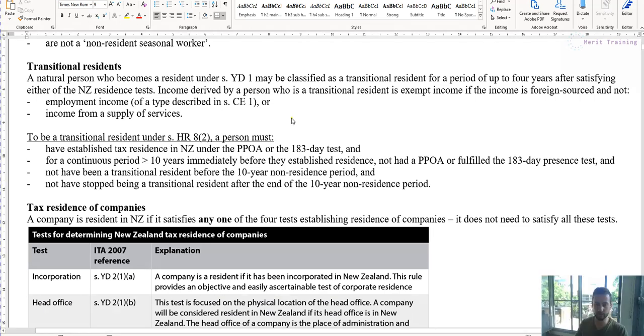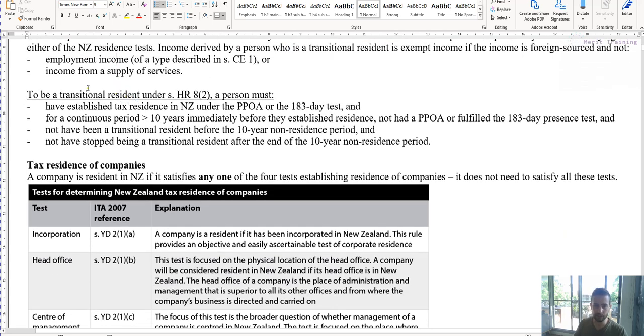which gives them some concessions that they wouldn't ordinarily get, because any income derived by a person as a transitional resident is exempt if the income is foreign sourced. As you remember from above, New Zealand residents are taxed on all global income, whereas if you're a transitional resident, it's basically an acknowledgement by the government saying, look, I know you're not going to be here forever, so let's not treat you like a resident, let's treat you like an international, even though they've passed the resident test in this short period of time.